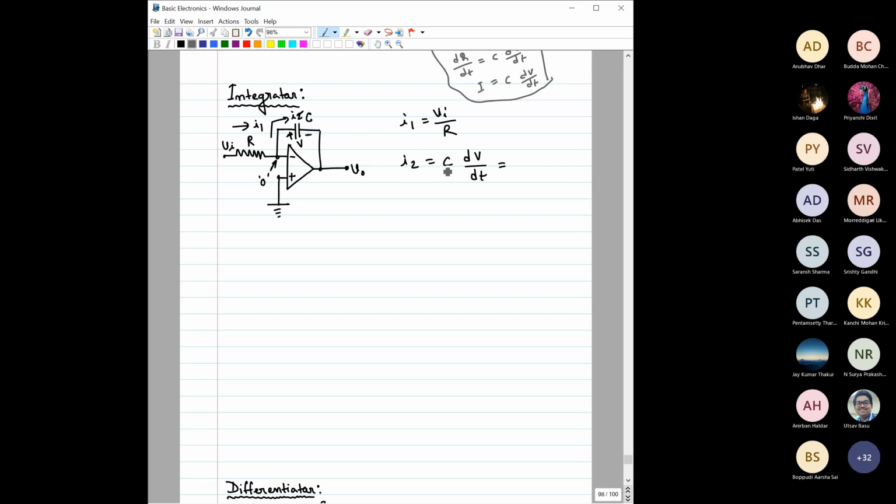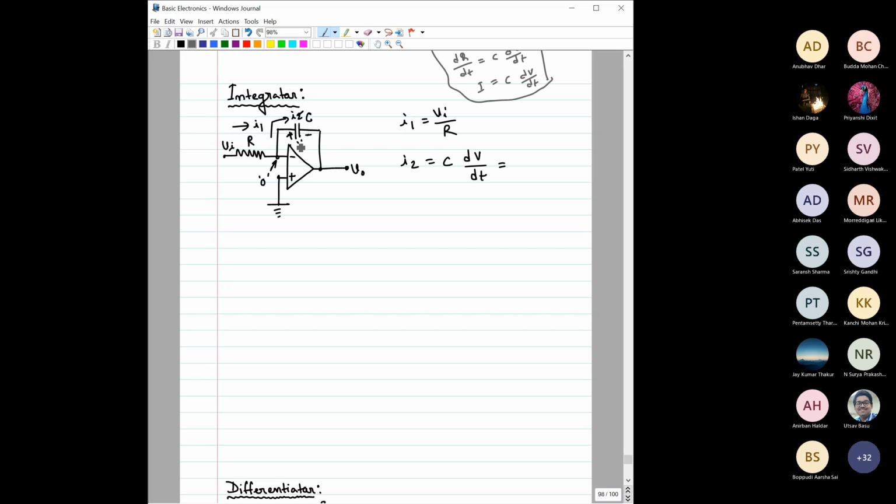So if it is I2, the current through this I2 is C into dV/dt. So this V, how is this V? Okay, so here this I2 is equal to C into dV/dt, right?